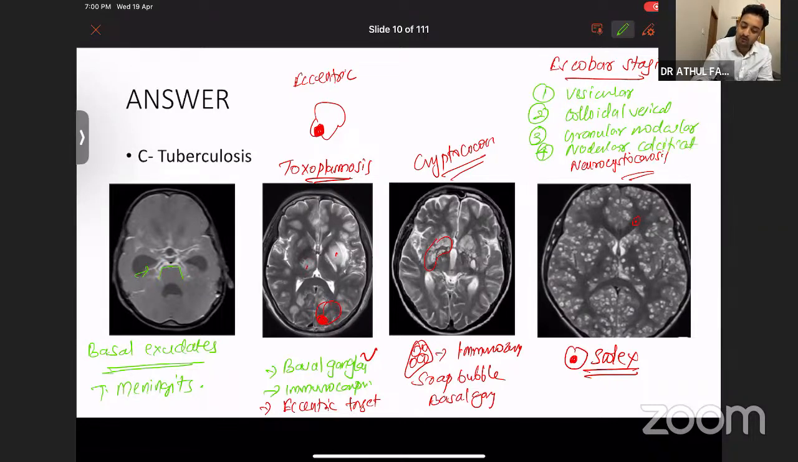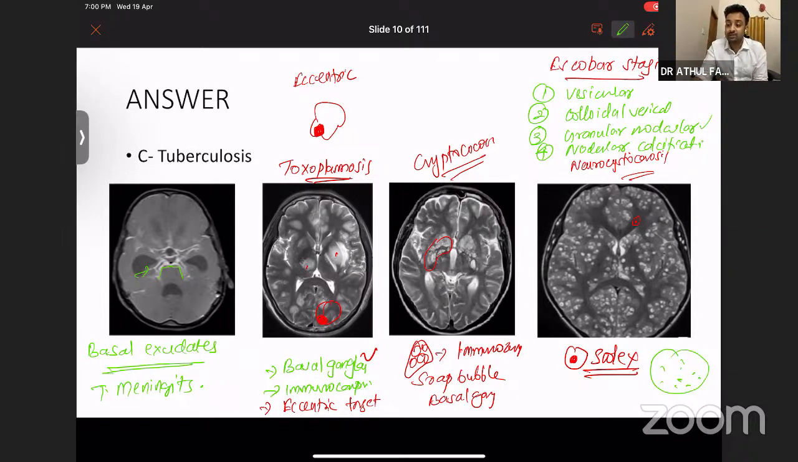What happens in the first stage, you will be able to see the larva with scolex. In the second stage, when the larva starts to die, there will be intense inflammation in the brain. The patient will be symptomatic. The patient will present with a headache, seizures, or any other presentation, depending upon the location of the lesion. Then after the death of the larva, the inflammation starts to settle. That is seen in the granular nodular stage. And finally, it will get calcified. So sometimes you will see multiple calcifications here and there in the brain. So all these appearances can be seen.